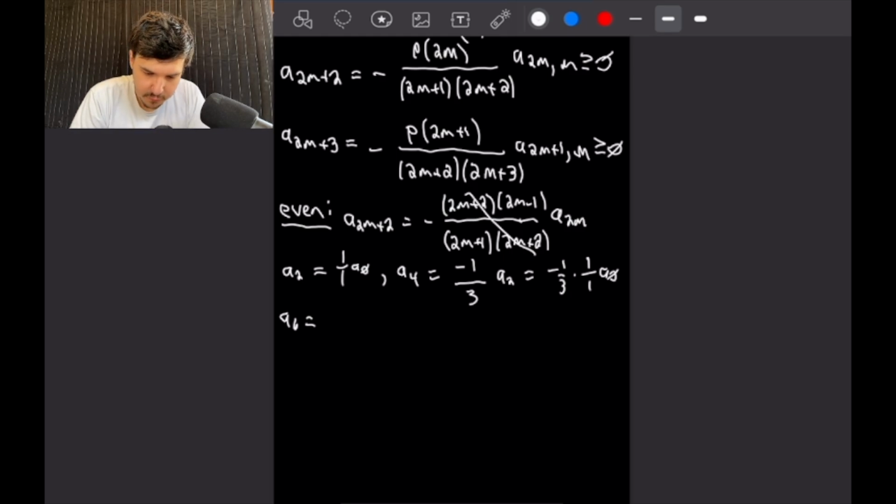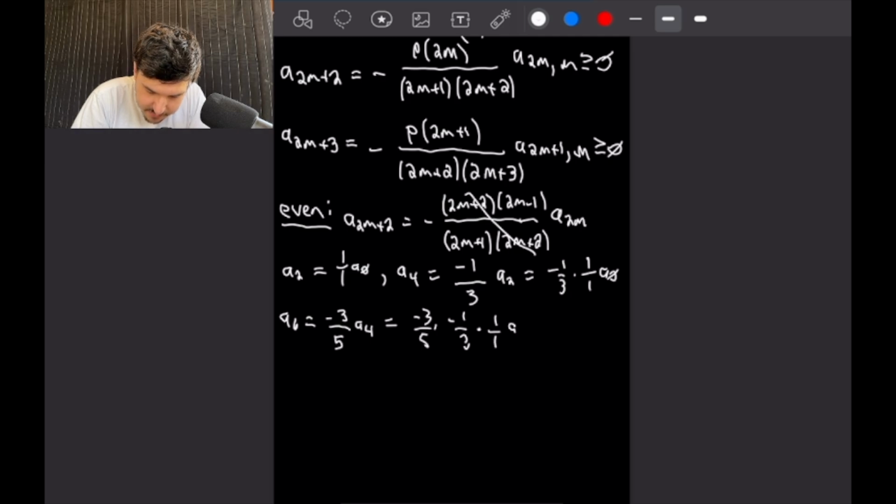Well, when m is equal to 2, 2m minus 1 will equal 3. So we will have a negative 3 in our numerator here. In our denominator, when m is equal to 2, we will have 2m plus 1. That is 5. So this will be negative 3 over 5 times a sub 4. But we already have a value for our a sub 4. So that will give us negative 3 over 5 times negative 1 over 3 times 1 over 1 times a sub 0. And I think you get the idea for the general form of our coefficients now.